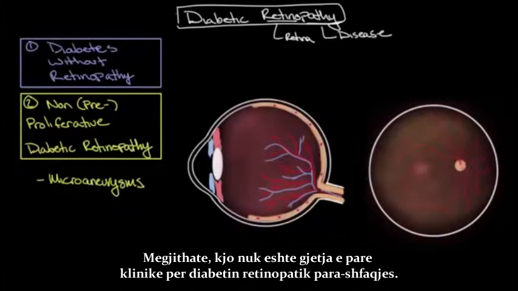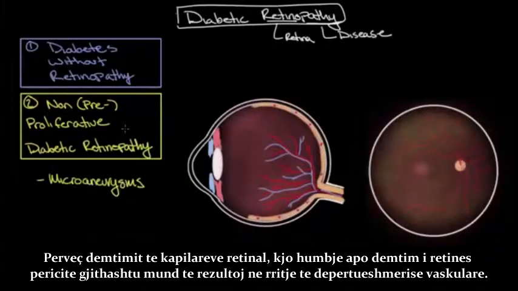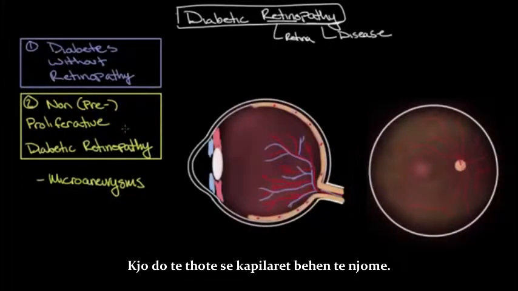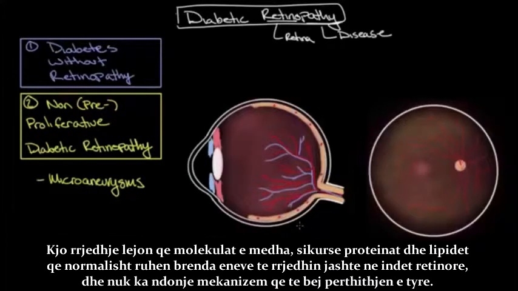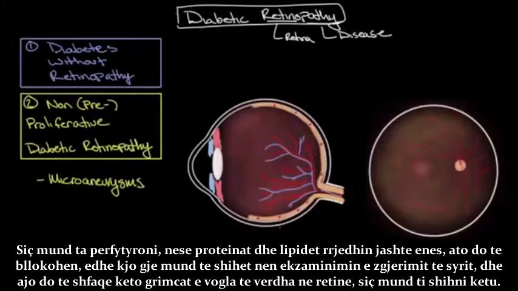However, this isn't the only clinical finding for this non- or pre-proliferative diabetic retinopathy stage. In addition to damaging the retinal capillaries, this loss or damage to the retinal pericytes also results in increased vascular permeability. Basically, this means that the capillaries become leaky. Now, this leakiness allows large molecules such as proteins and lipids that are normally retained within the vessels to leak out into the retinal tissue. And unfortunately, there isn't a normal mechanism to allow these to be reabsorbed. So as you can imagine, if proteins and lipids leak out, they get trapped.